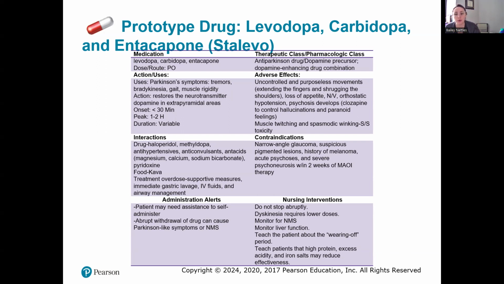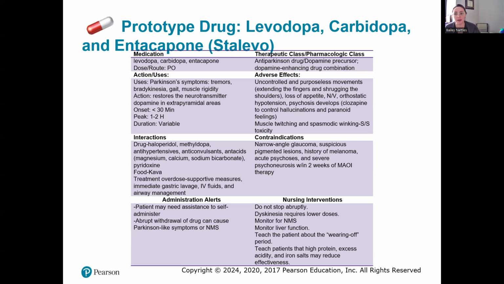Okay, so we have to avoid Haldol and methyldopa, because these things already work on your CNS, and we don't want further CNS suppression. We don't want to cause EPS or NMS either. Okay, we also want to avoid kava, and treatment of overdose is supportive.